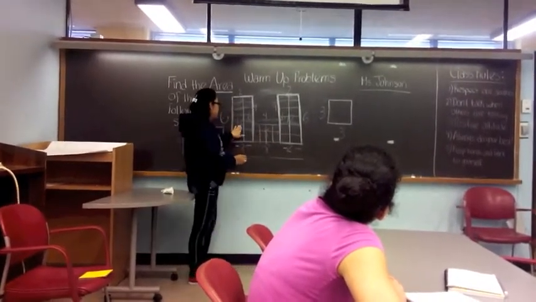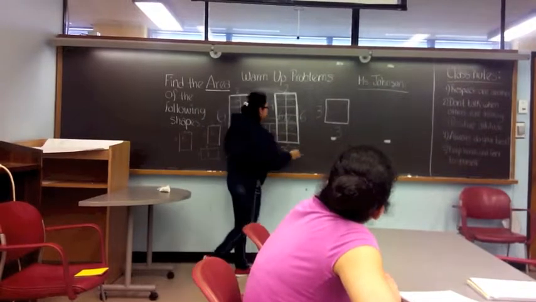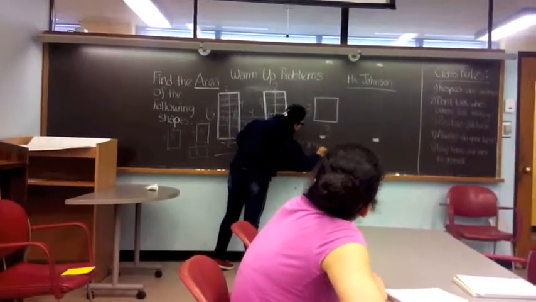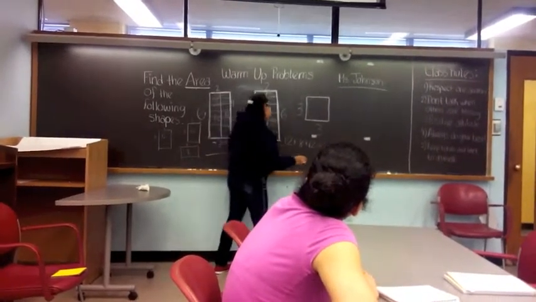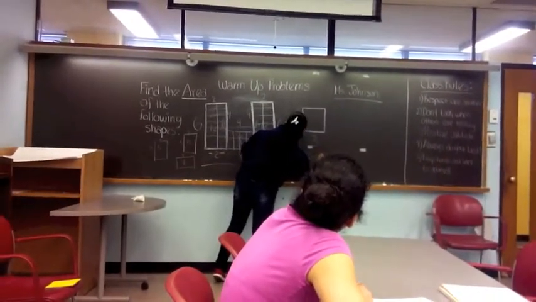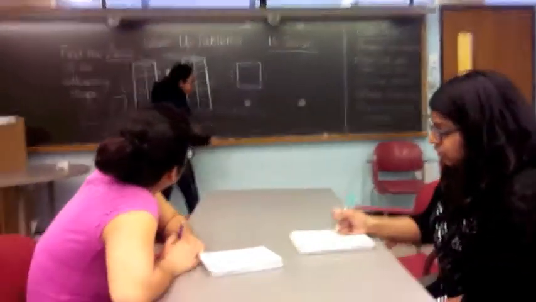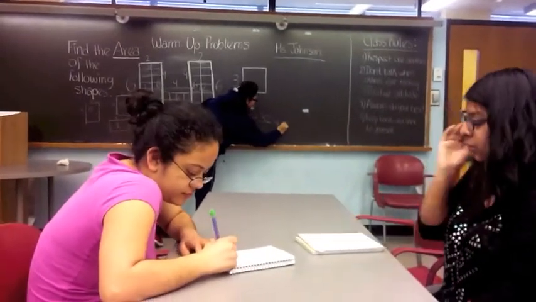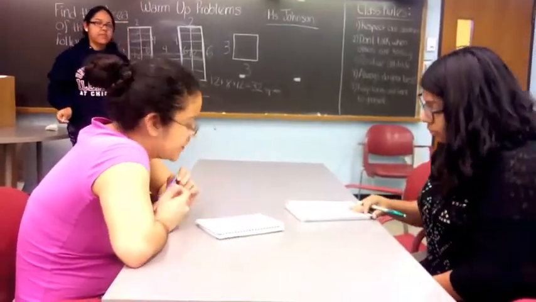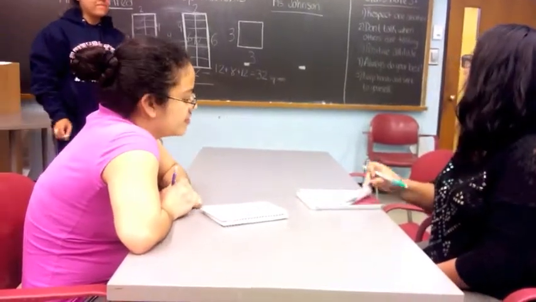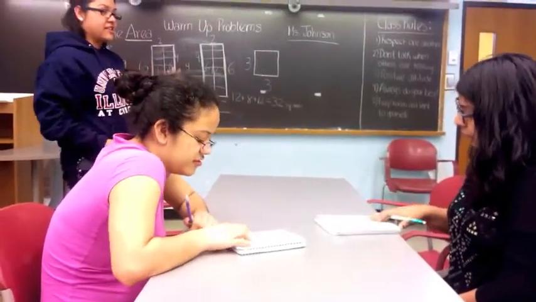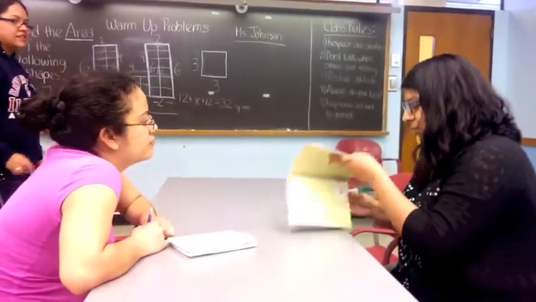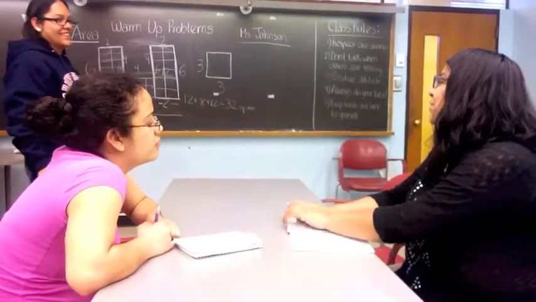So we're going to add 12 plus 8 plus 12. So 12 plus 8 plus 12 gives us 32 square units, as you said. Does using the squares make it easier to find the area? Yeah. Only because I haven't finished learning my times tables yet.